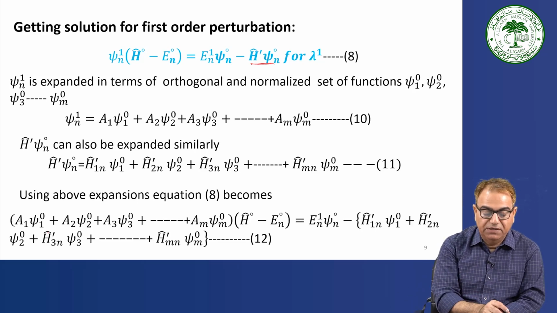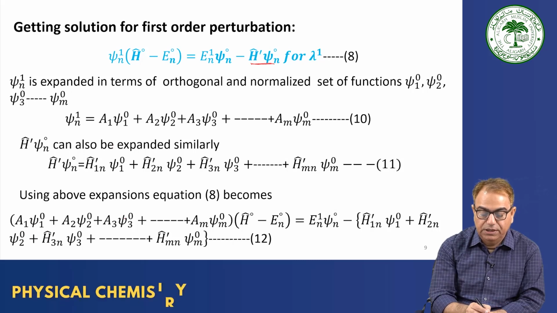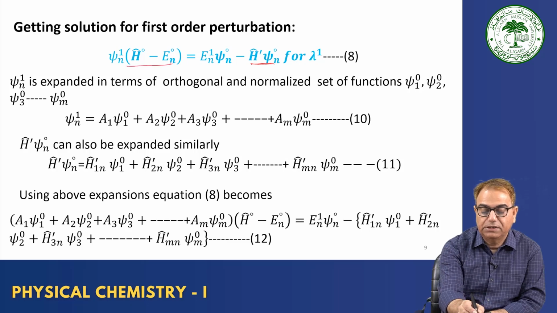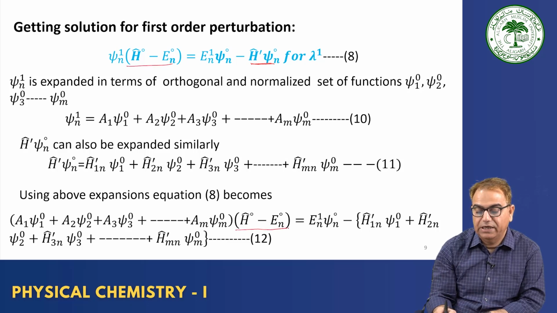So in place of psi n1, now I have written a1 psi 1 naught, a2 psi 2 naught, a3 psi 3 naught and am psi m naught. This is your psi n1. Then you have H naught minus En naught. This H naught minus En naught remains as such on the LHS.